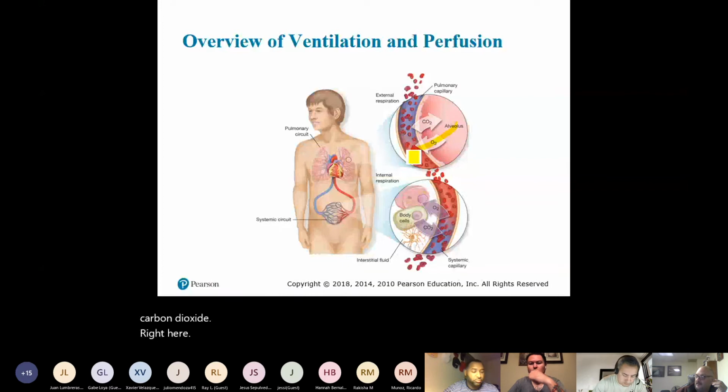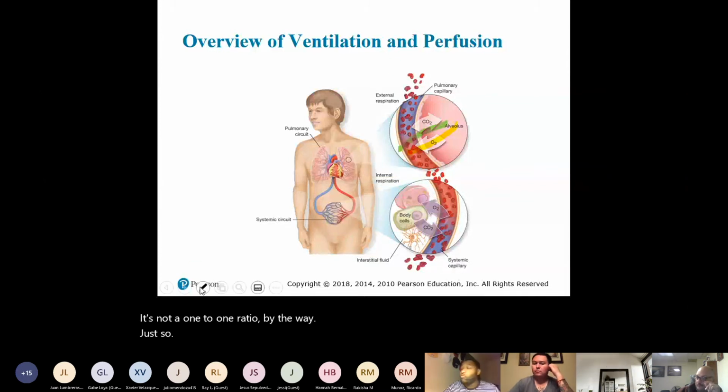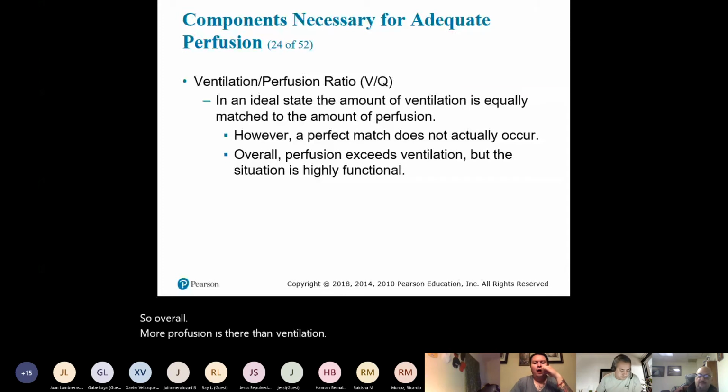So we have the oxygen that's coming in and the carbon dioxide that's going out. It's not a 1-to-1 ratio, by the way, just so you know. So overall, more perfusion is there than ventilation. Got to make sure we have enough oxygen in the bloodstream. But it works.